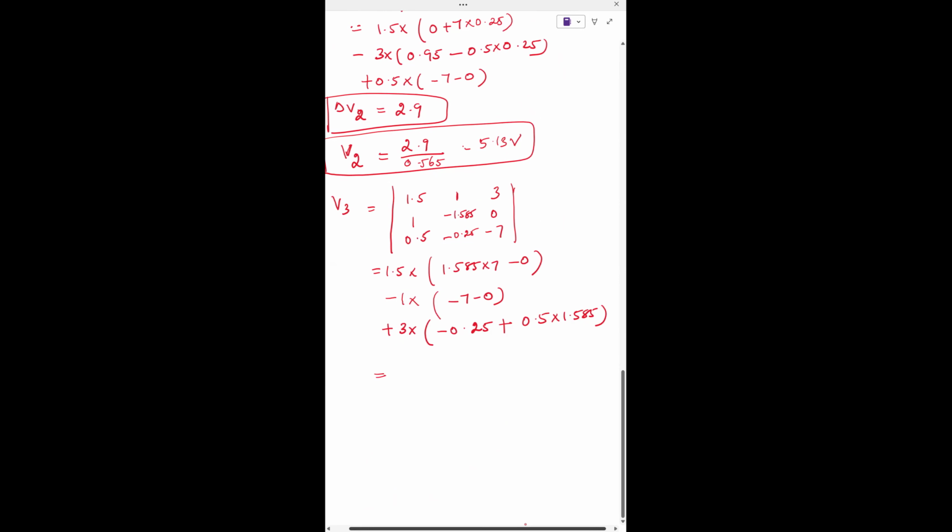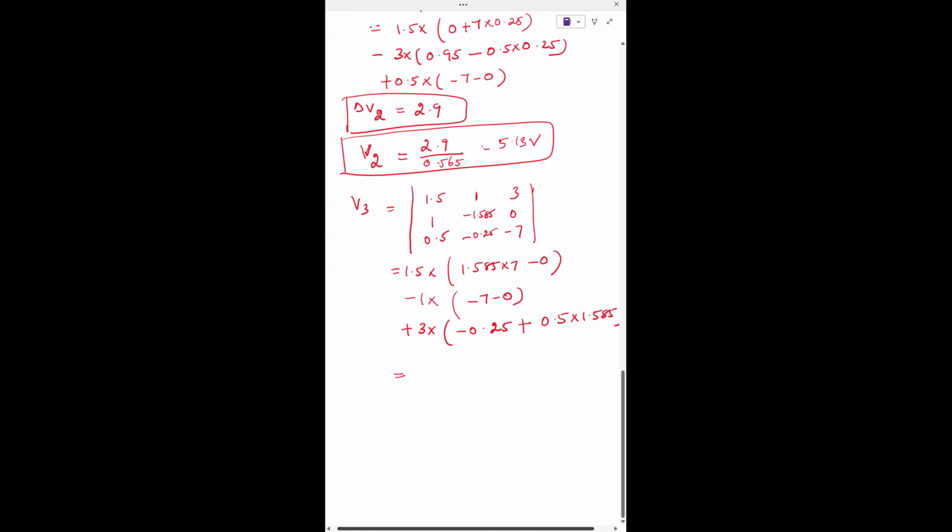So what is the value of del V3? Del V3 is 6.497. So what is the value of V3? Del V3 by del, so it is 6.497 divided by 0.565. So the V3 value is equal to 11.49 volts.